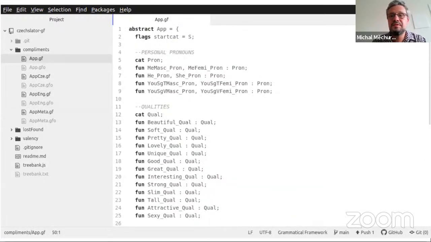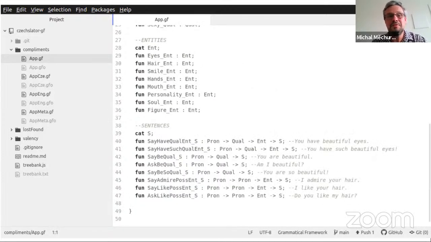Another example, this is an application grammar which generates compliments. So nice things you can say about people. For example, oh, I like your hair, or you have such smooth hands, or I like your eyes, and so on, right? So again, this is the application grammar, and here is the list of qualities that you can compliment people on, like things like you're interesting, you're slim, you're tall, you're attractive, you're beautiful, and so on.